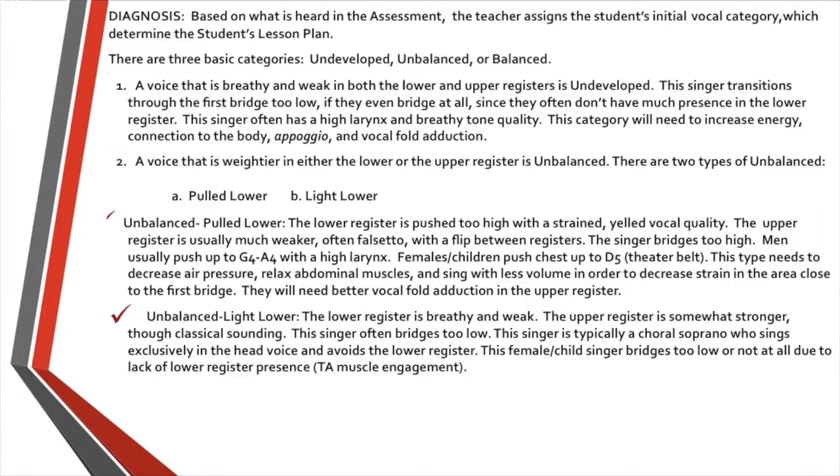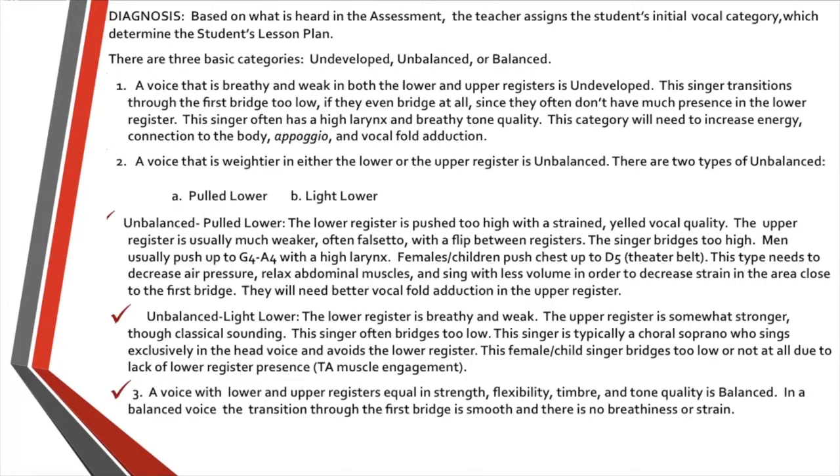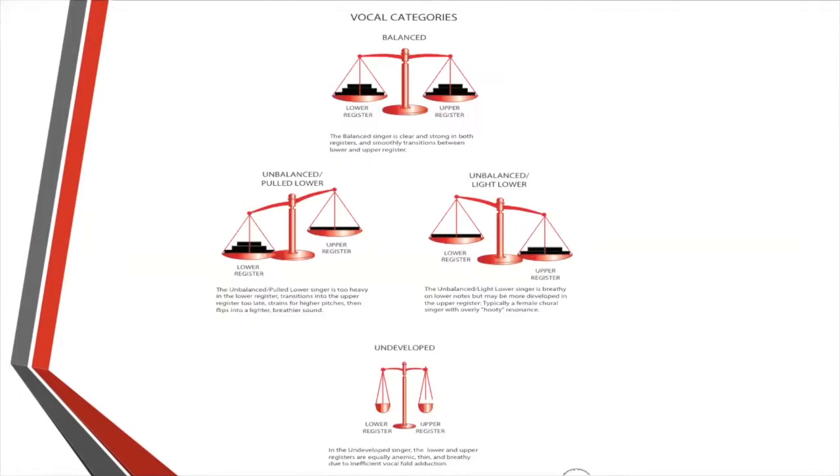A voice with the lower and upper registers equal in strength, flexibility, timbre, and tone quality is balanced. In a balanced voice, the transition through the first bridge is smooth and there's no breathiness or strain. Again, here's our vocal categories chart. We want the registers to be balanced between lower and upper, equally strong in both registers, and smoothly transitions between the lower and the upper register.